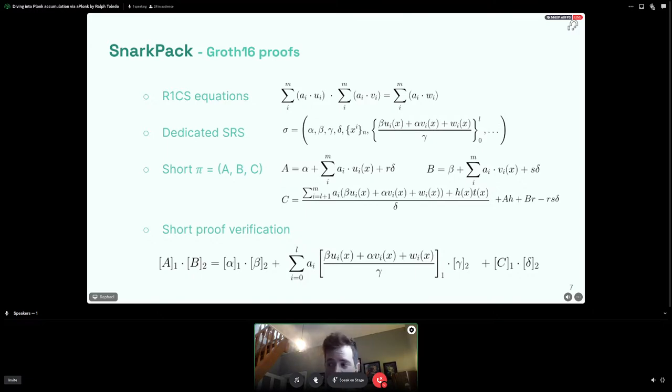The proofs are, however, very short. They consist of only three group elements, A, B, and C. And the proof verification is also one of the best. We only have three pairings, but one can be pre-computed beforehand. So Groth16 proofs are among the best proofs, and SnapPack is trying to accumulate them.